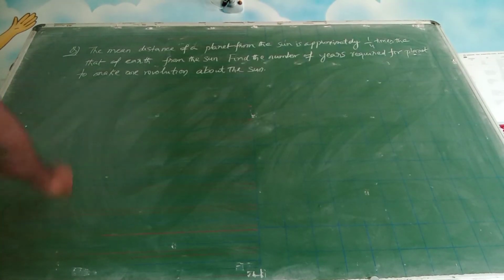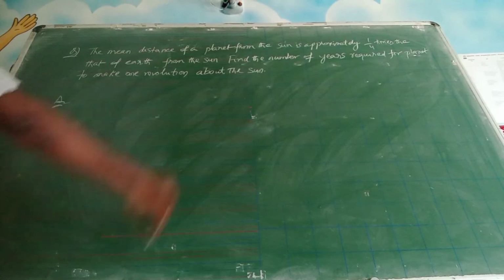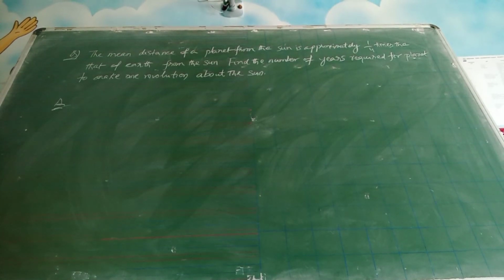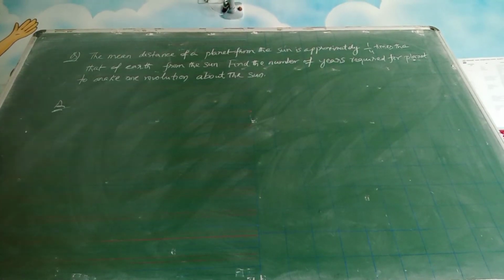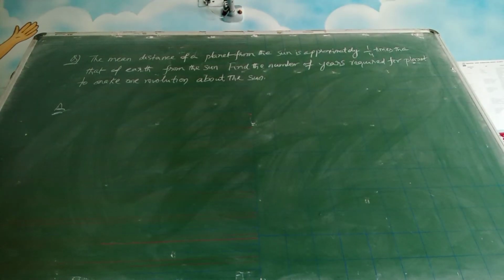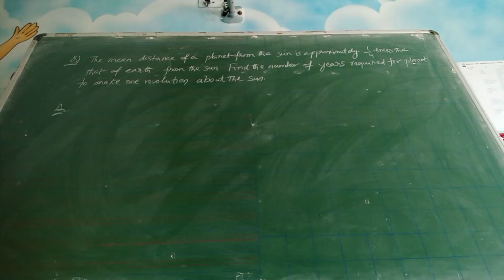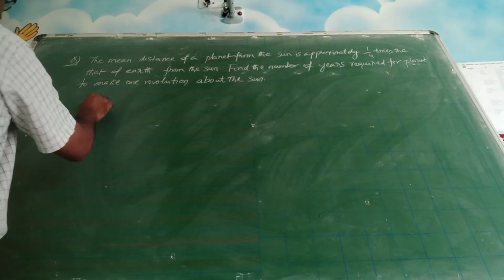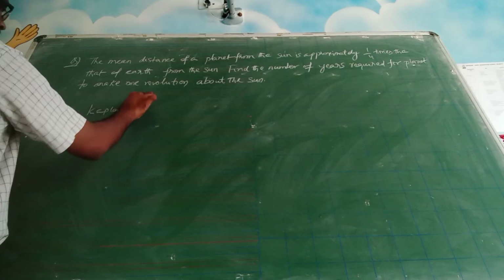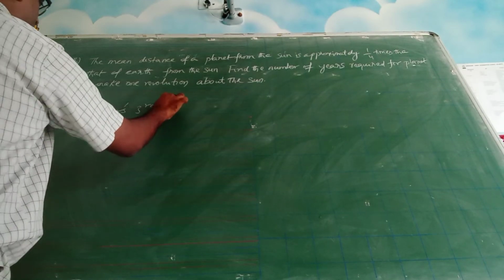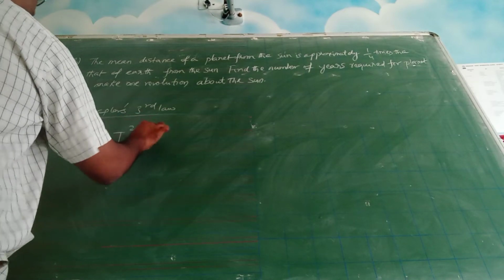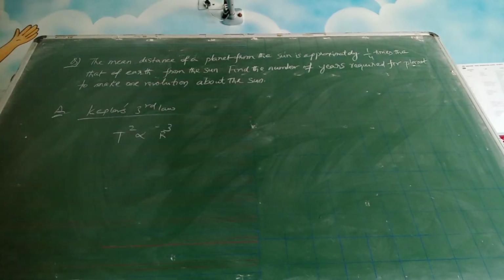So the next question. The mean distance of a planet from the Sun is approximately 1/4 times that of the Earth from the Sun. Find the number of years required for the planet to make one revolution about the Sun. So we have to use Kepler's third law here. Kepler's third law talks about the time, which is T squared is proportional to r cubed, right?